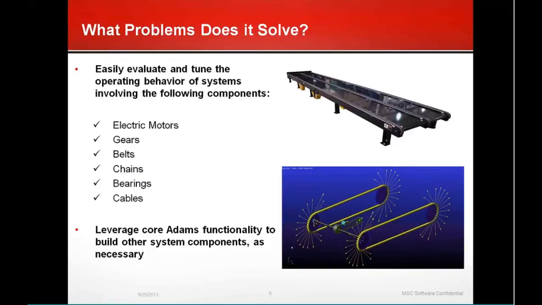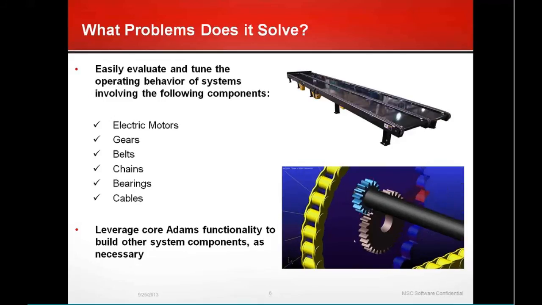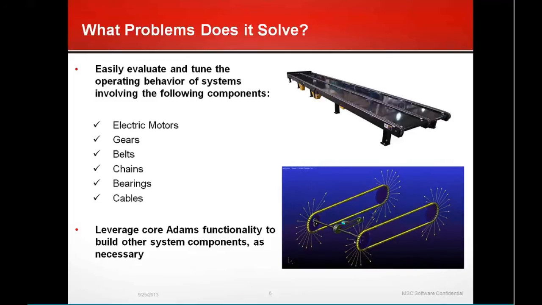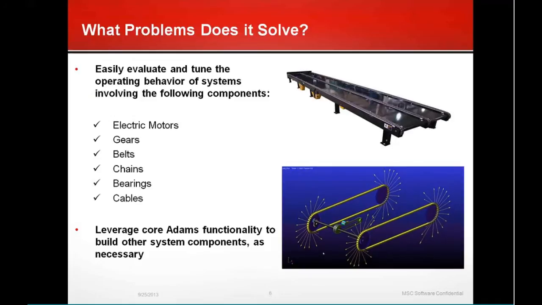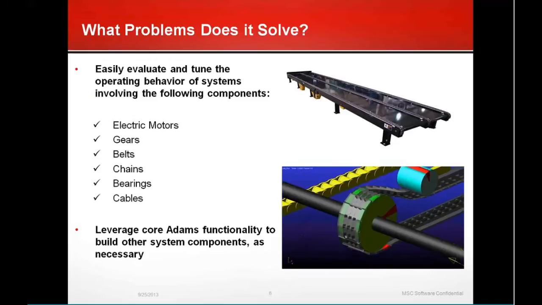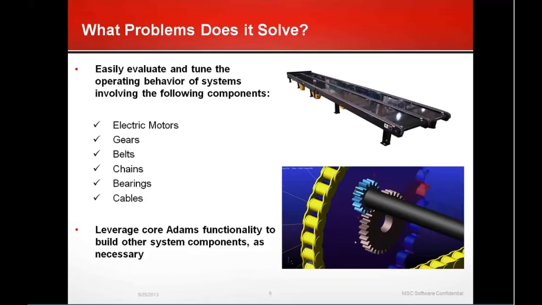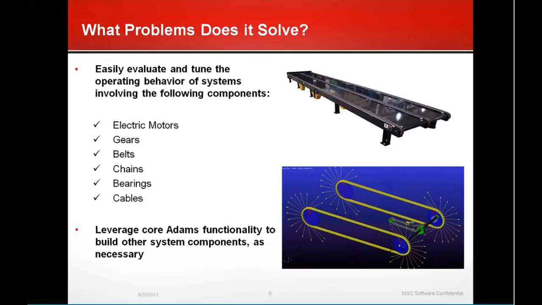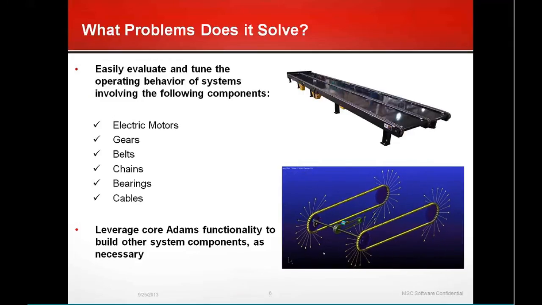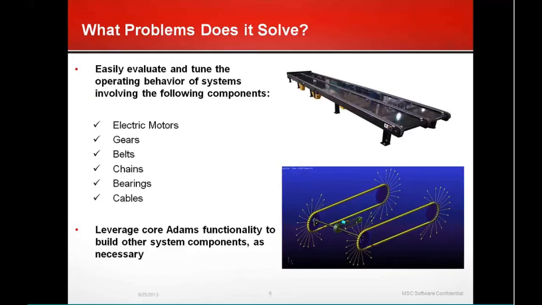So at a very high level, when we step back and look at this, what do you want to do with machinery? What does the user want to do? And with multi-body dynamics software in general, you're looking to evaluate and tune the dynamic behavior of a system. So we facilitated that by improving the productivity and ease of creation for common mechanical components. So this is really geared towards virtual prototyping of mechanical systems. And you'll see that we have modules for electric motors, gears, belts, chains, bearings, and cables. Methodologies of varying fidelity are available, and various types of each component are available as well.